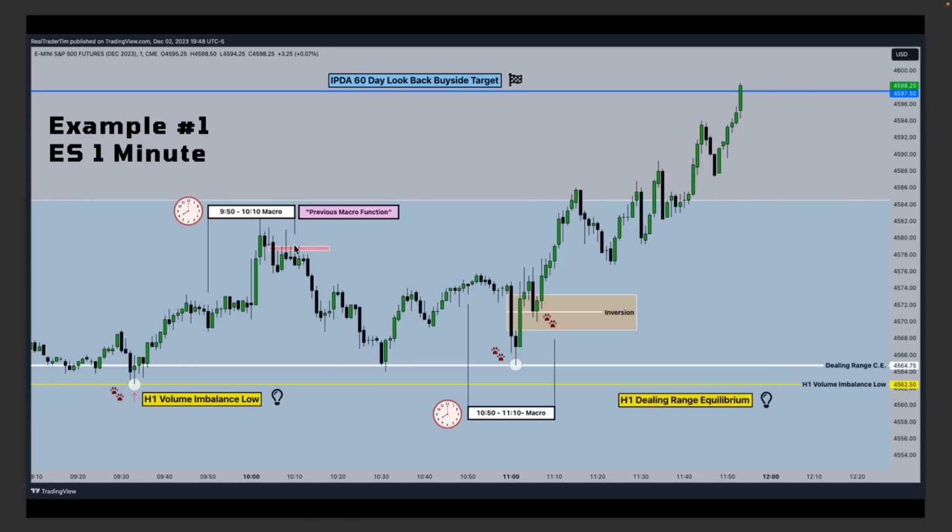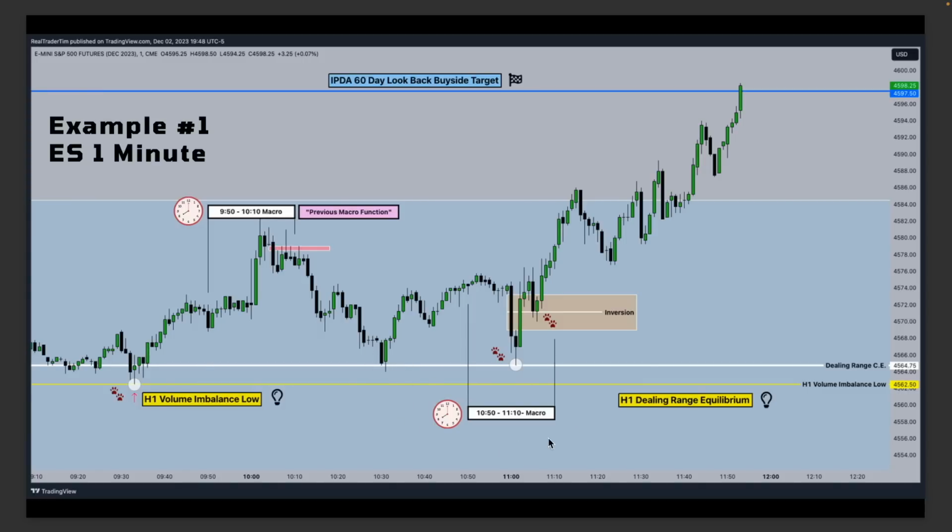Does it go to some random level? No. Look on the right. This is just CE, or equilibrium, of that hourly dealing range. It's sending us down from the macro, from the time where we expect price to spool, to sweep some of these sell stops and to price to equilibrium of that hourly dealing range.